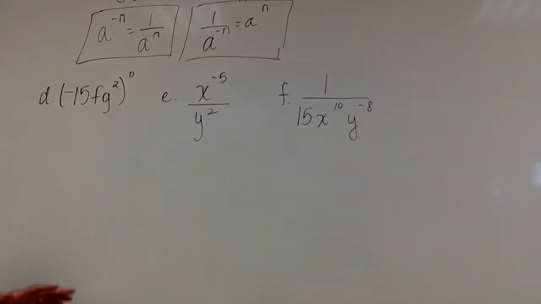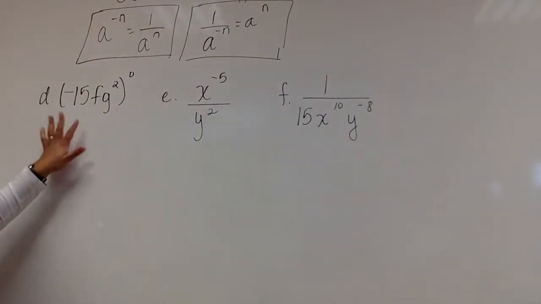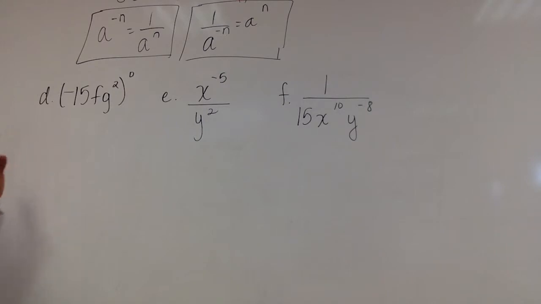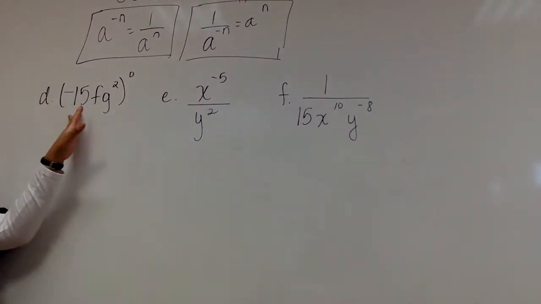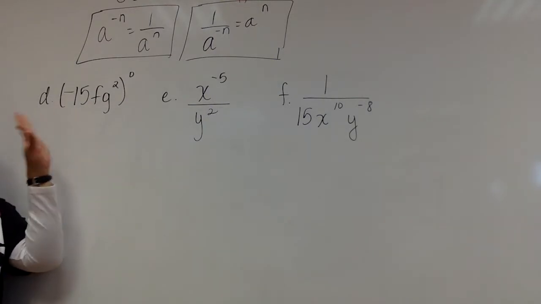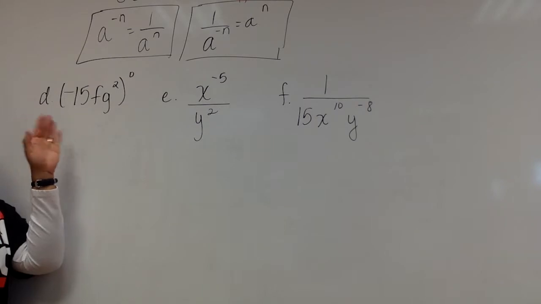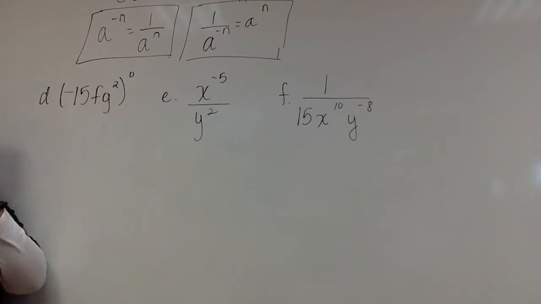All right, so let's look at a couple more examples. For the last three, I wrote them all out. But go ahead and just look at the first one. Now, this is a trick question because you've got a lot going on inside this parentheses here. You've got negative 15 times f times g squared. But if you look, everything is raised to the 0 power.